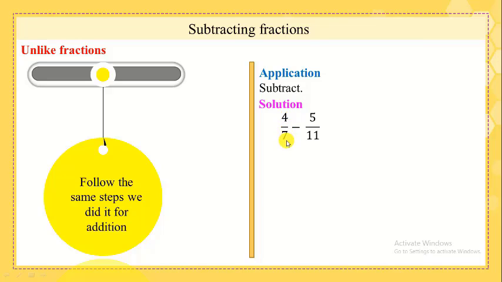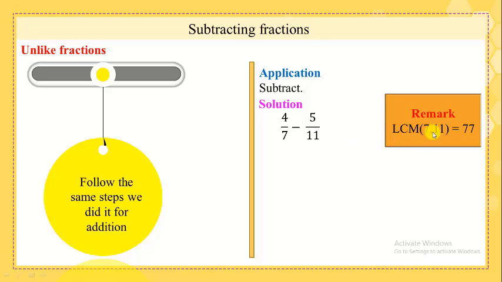Solution: 4 over 7 minus 5 over 11. Always check the denominators first. Here we have 7 in the first fraction and 11 in the second fraction. These two denominators are different. We have to make a common denominator, which is the LCM. LCM of 7 and 11 is equal to 77.